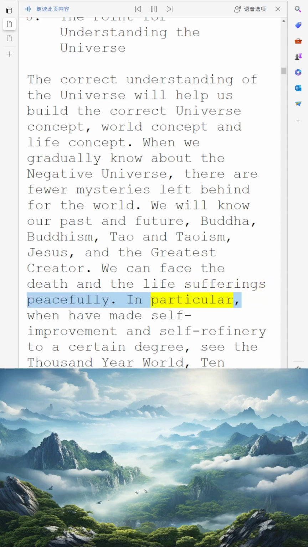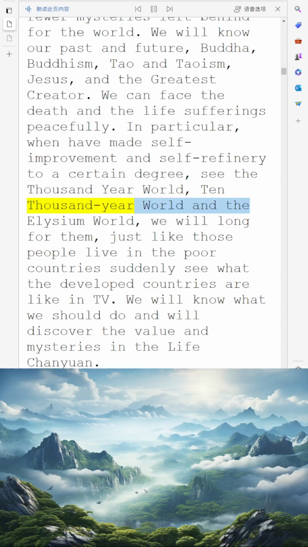In particular, when we have made self-improvement and self-refinery to a certain degree, and see the 1,000-year world, 10,000-year world, and the Elysium world, we will long for them, just like those people who live in the poor countries suddenly see what the developed countries are like on TV. We will know what we should do, and will discover the value and mysteries in the life Chanyuan.